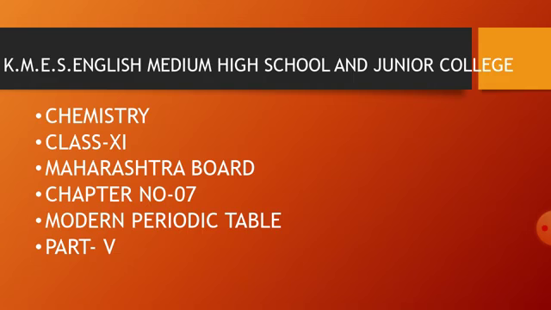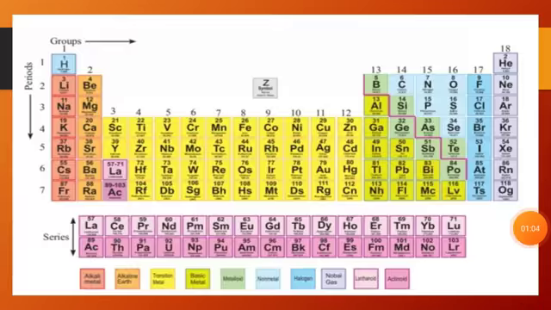So let's move further. As we know, today we are following the modern periodic table. In the modern periodic table, there are 18 groups, 7 periods and 4 blocks: s block, p block, d block, f block. Fine. You are supposed to know all this very nicely.